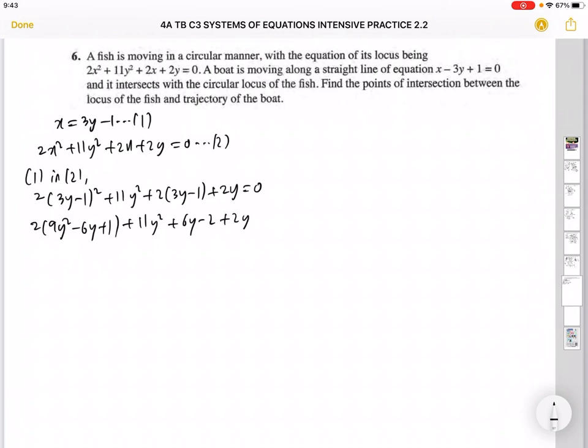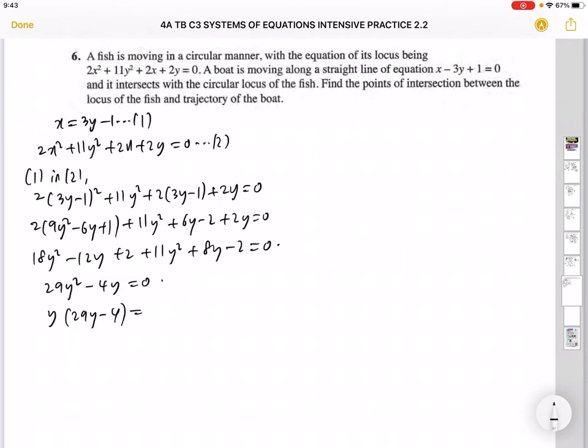As I expand, I get 18y squared. 2 times 6 is 12. This is 2. 11y squared. 6 plus 2 first, I get 8, and then keep the minus 2 last. 18 plus 11 will give us 29. Minus 12 plus 8 is minus 4y. 2 minus 2 is 0. So this is a quadratic equation with two terms. There's no constant c, so we can just take out common factor y. 29y minus 4 equals 0.